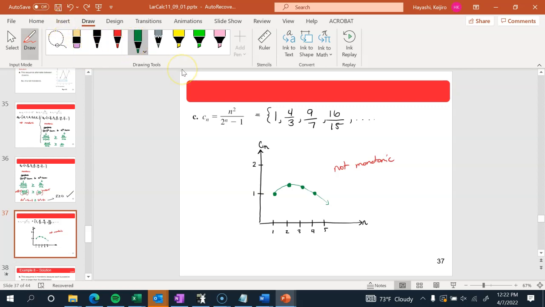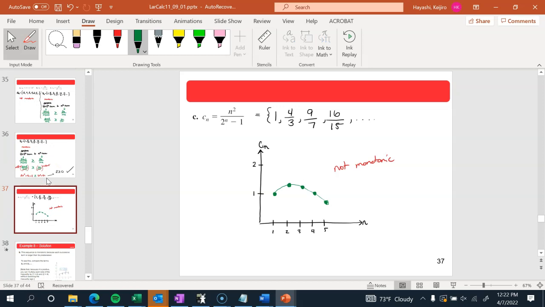I guess the next term would be 25/31, which is even less than 1, so that would be approximately 5/6. That would be somewhere here. All right, so monotonic just means moving in one direction only as opposed to both up and down. Maybe it moves only down, or maybe it moves only up.